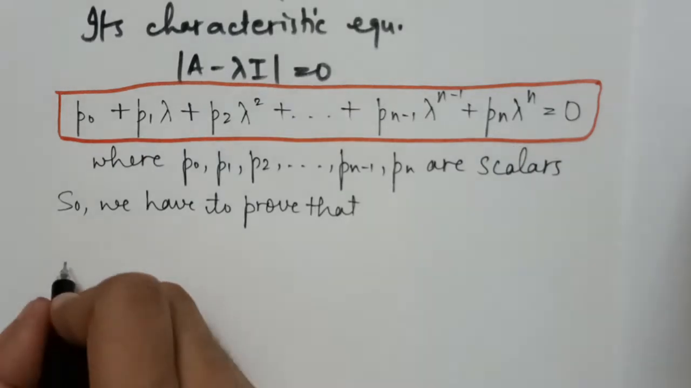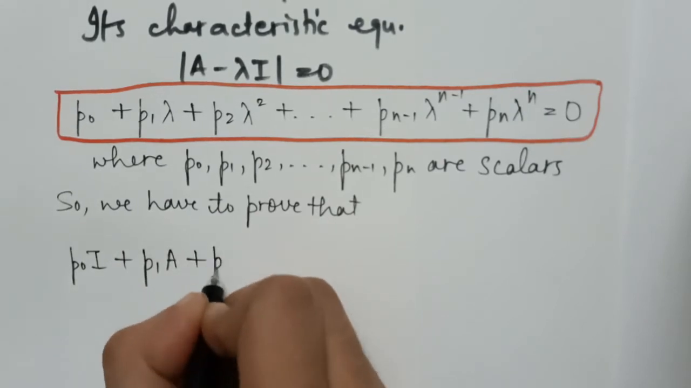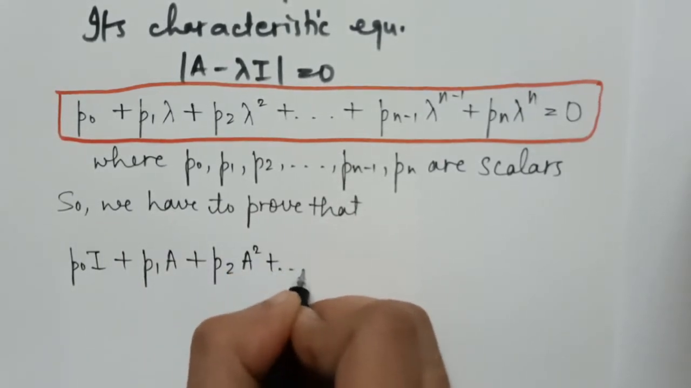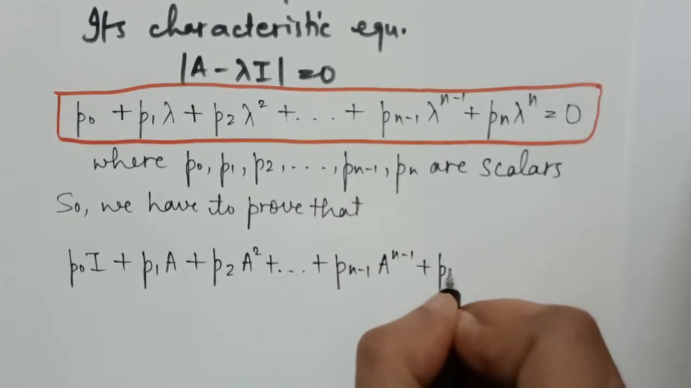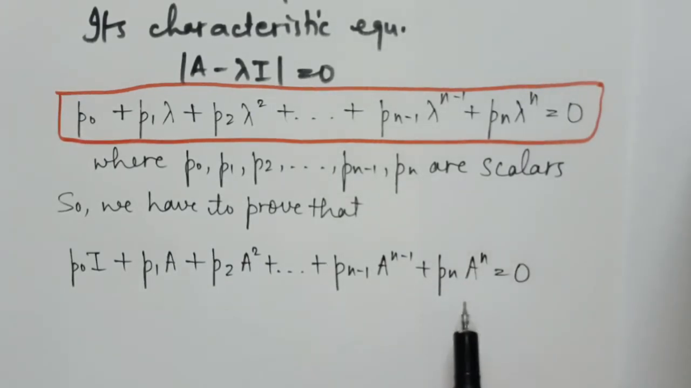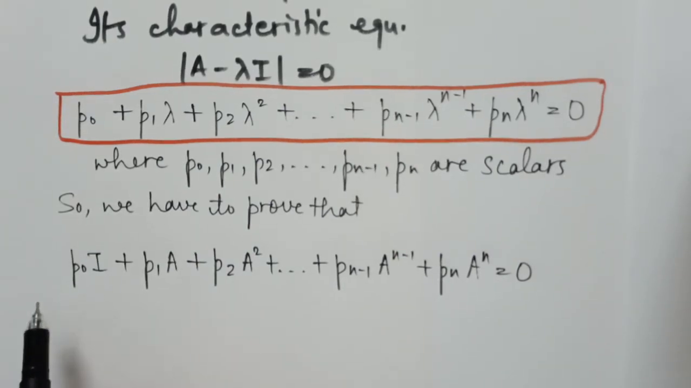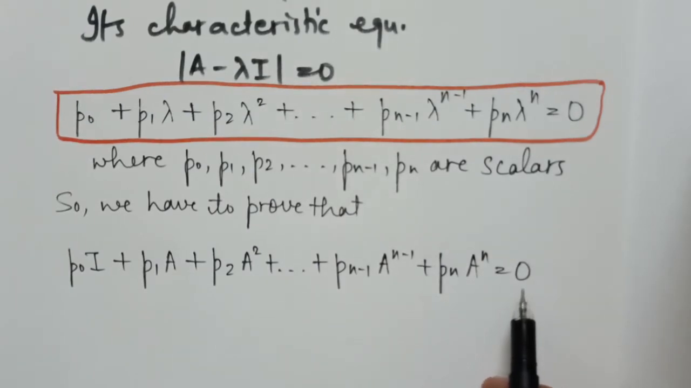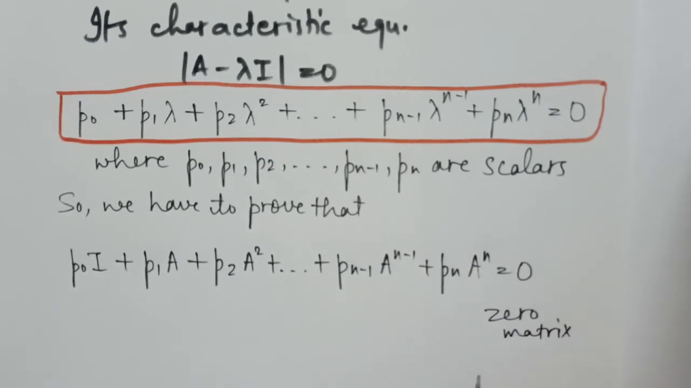So we have to prove that p0 I plus p1 A plus p2 A square plus up to pn minus 1 A n minus 1 plus pn A n is equal to 0. Since this is the addition of matrices, we have multiplied p0 by identity matrix, and the result will also be 0, which represents 0 matrix, or you can say null matrix. So this is the equation that we have to prove.